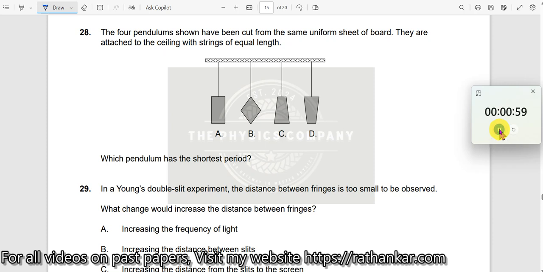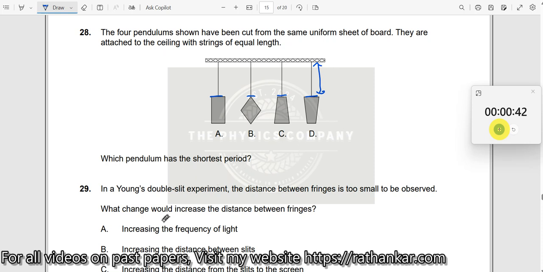Question number 28. The four pendulums shown have been cut from the same uniform sheet of board. They are attached to the ceiling with strings of equal length. Okay, they are of equal length, which means what? He's talking about this here. This is equal length here. From here to here, from here to here, it's the same length.